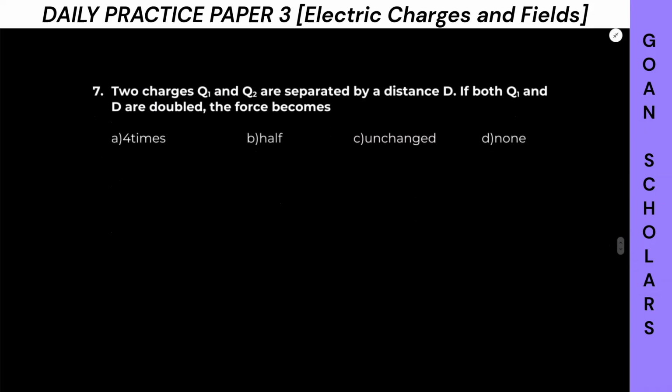It says 2 charges Q1 and Q2 are separated by a distance D. If both Q1 and D are doubled, the force becomes how much? So Q1 is getting doubled and the distance is also getting doubled. Then what will be the effect on force? So let's see what happens initially to the force. So 2 charges, this is Q1, this is our Q2, and separation between them is D. So force will be K Q1 Q2 upon separation D square, right?